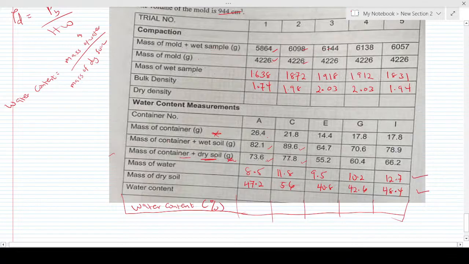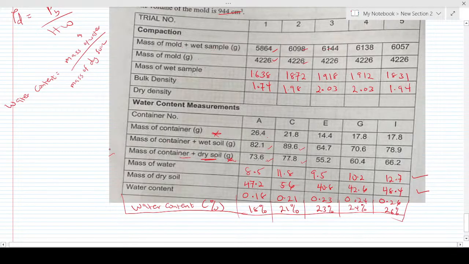So the first one you have 8.5 divided by 47.2, 11.8 divided by 56. So you're simply going to fill. So here you have 0.18, 0.21, 0.23, 0.24, and 0.26. Then you just convert them to percentage. So I have 18%, 21%, 23%, 24%, and 26%.